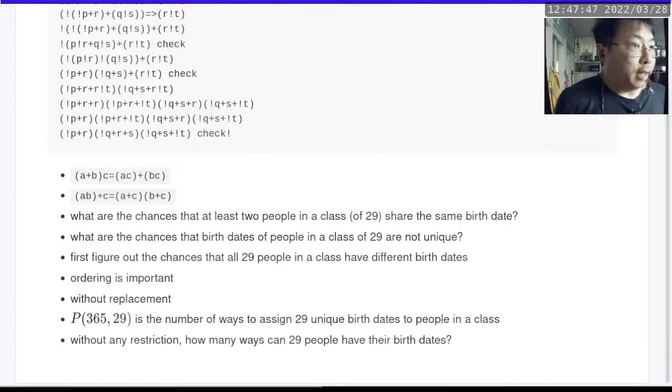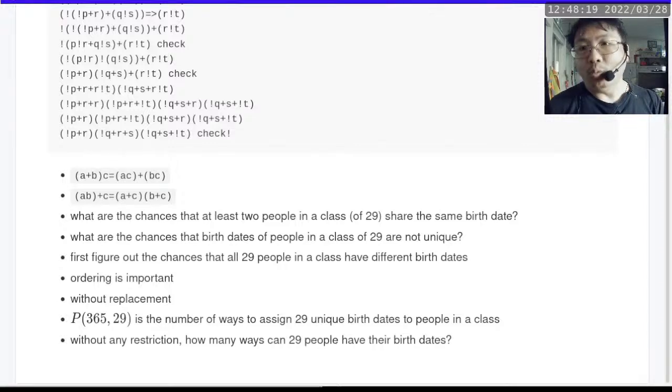So Nathan is correct. The total number of ways to assign 29 birth dates without restrictions. The key here is without restrictions. So that is equivalent to someone walking up to the head of the line, and that person can choose any one of the 365 days. The next person coming up, guess what? That person can also choose from any one of the 365 dates, and so on. So all 29 people can choose any one of the 365 dates in a year. So now the question is, if there are no restrictions, how many ways can we do that?